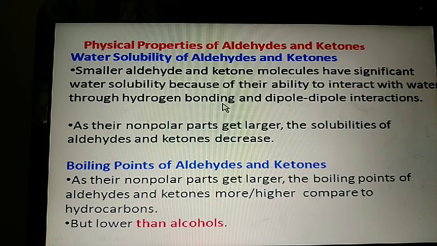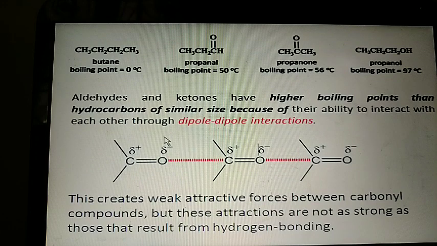Regarding the boiling point of aldehydes and ketones, in contrast to solubility, if you increase the carbon atoms, the boiling point will increase. A good example is propanal, propanone and propanol. You can see these molecules have the same molecular formula but different structural formulas. For example, C3H6O here is similar. The boiling point here is 50 and here is 56, just from changing the structure. For n-propanol, CH3CH2CH2OH, the boiling point increases to 97.